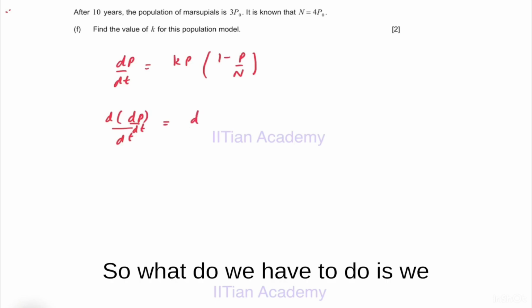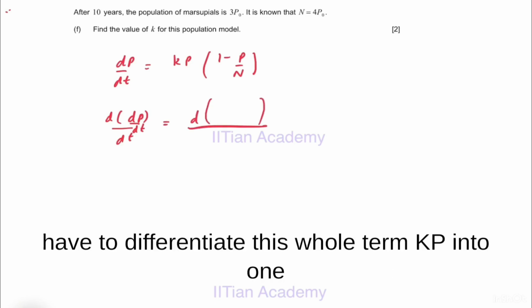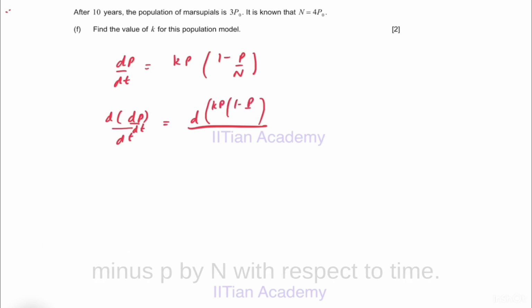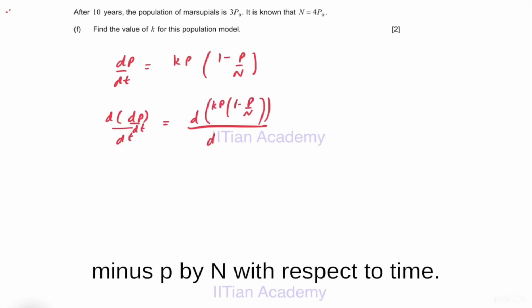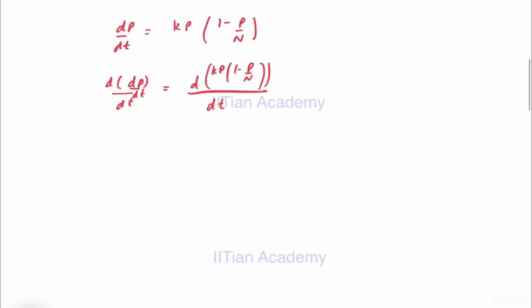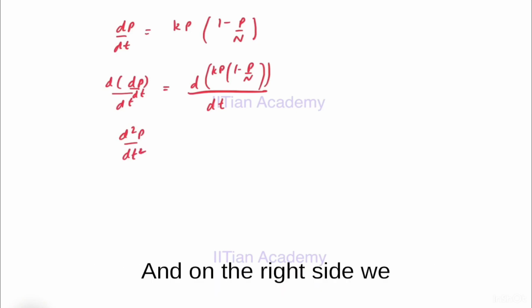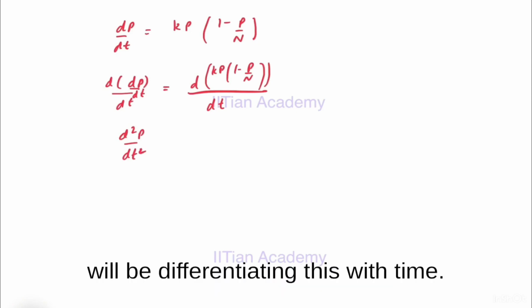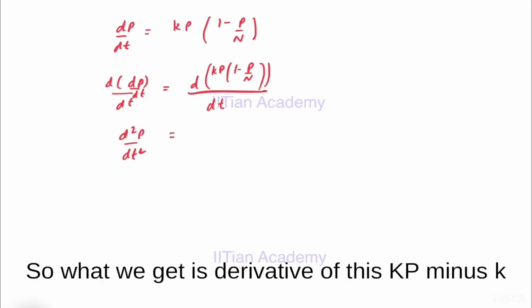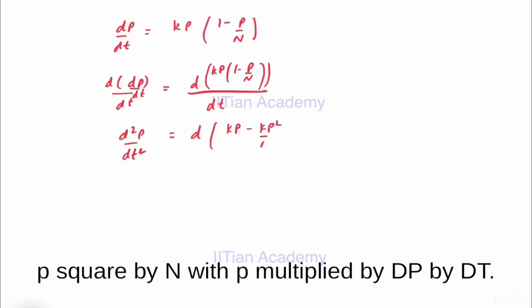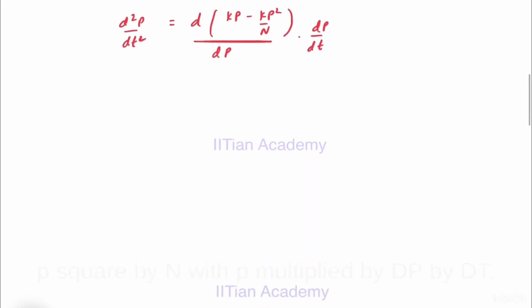So dP by dt is to be differentiated with respect to time. So what we have to do is differentiate this whole term KP into 1 minus P by N with respect to time. So here we get d square P by dt square, and on the right side we will be differentiating this with respect to time. So what we get is the derivative of this, KP minus KP square by N, with P multiplied by dP by dt.